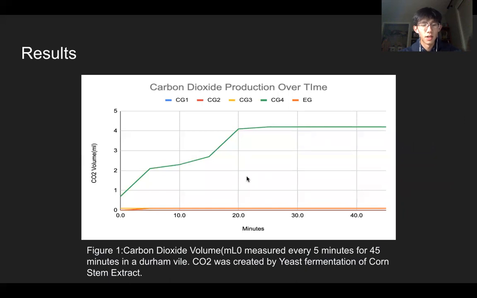According to this figure, our experiment produced very little carbon dioxide. Control group 4, which was our positive control group, produced the most carbon dioxide at 4.2 milliliters through 45 minutes before it hit its stationary phase. However, the production was not exactly linear. Control group 2 produced no carbon dioxide, while control group 1, 3, as well as the experimental group produced 0.1 milliliters of carbon dioxide over 45 minutes.